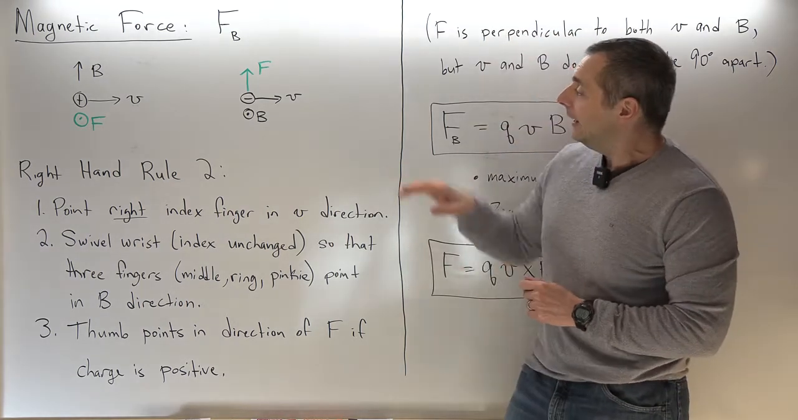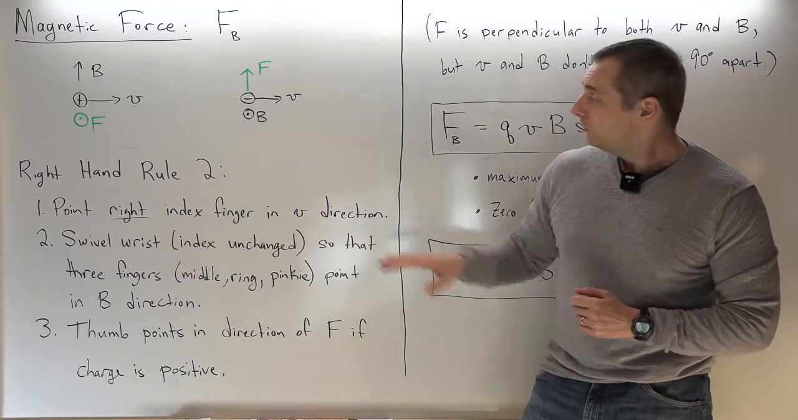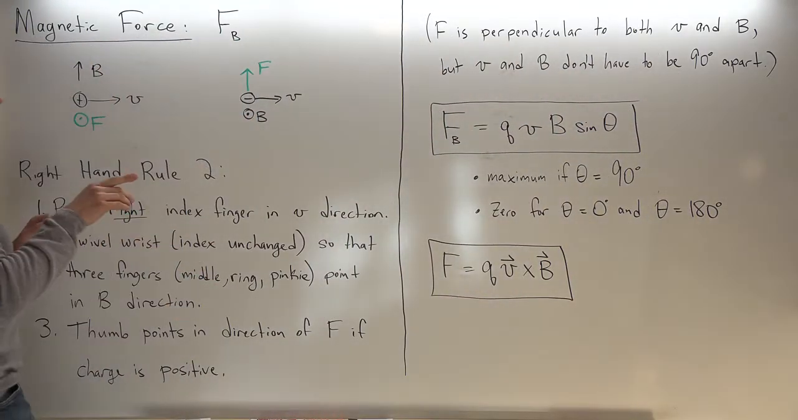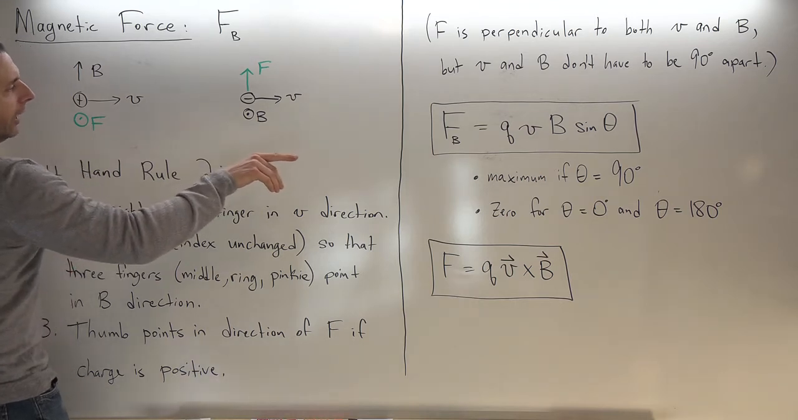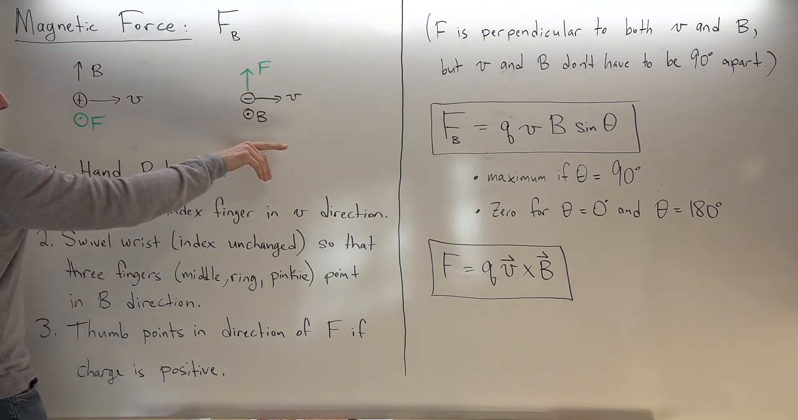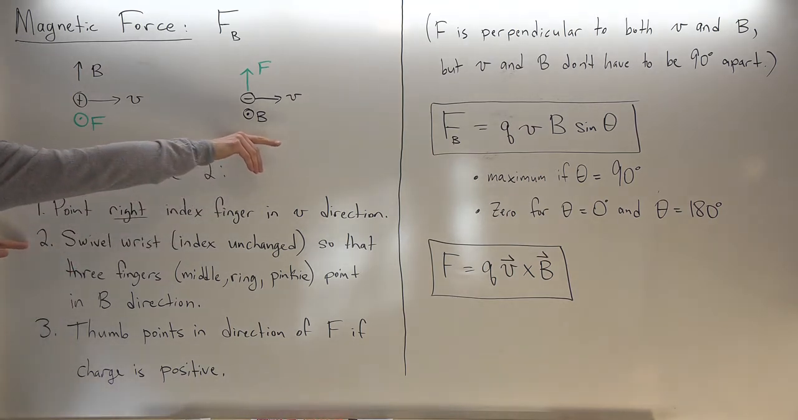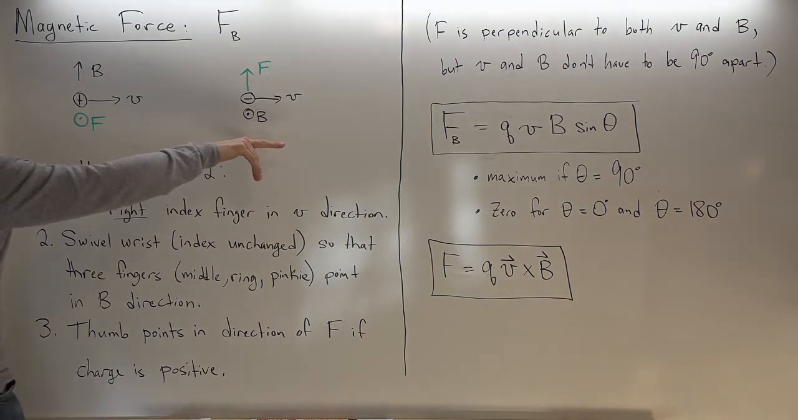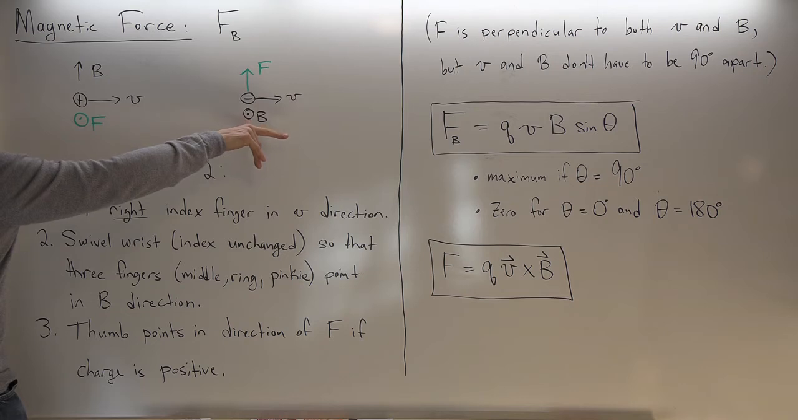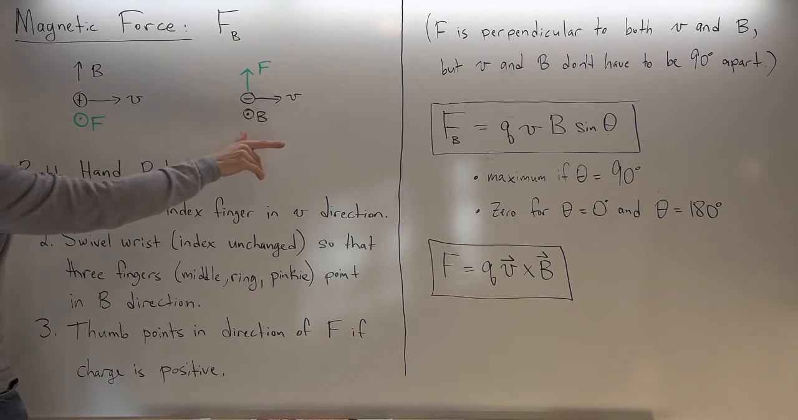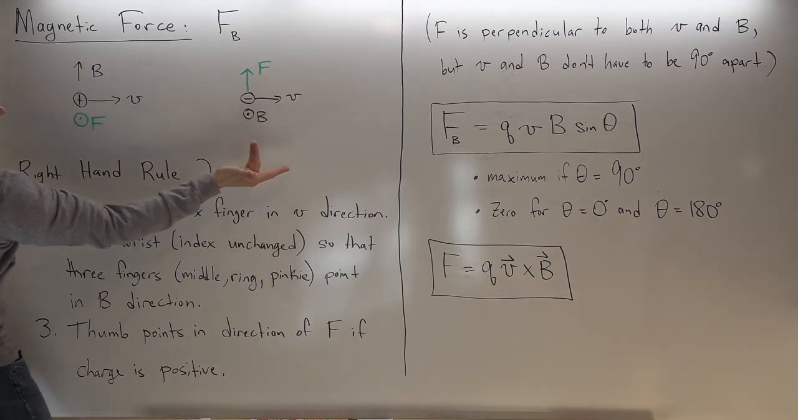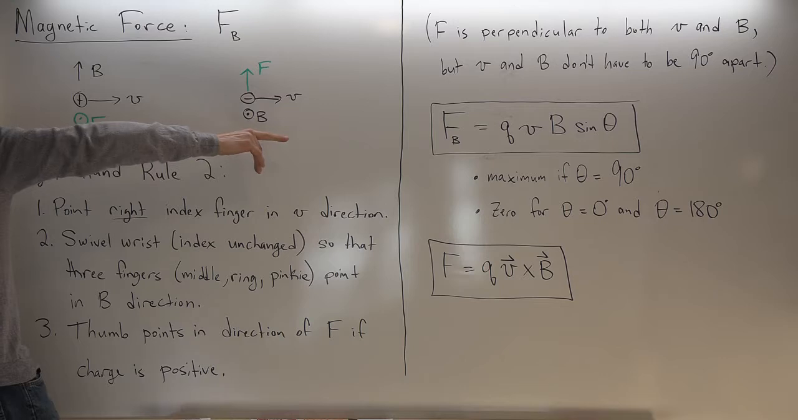Okay, so let's now apply the same rule to this electron moving. So what I'm going to do is again put my index finger in the direction of the velocity like this. Now I have to swivel my wrist so that my three fingers point in the direction of the magnetic field. So I need to get them to point out of the board. So let me do this because that's B. So there. Oh, okay. I can't quite get there. So let me try going this way.